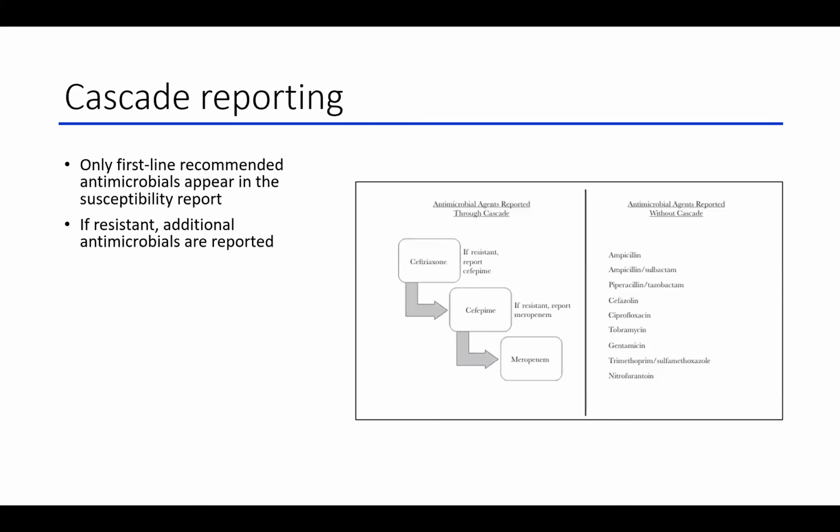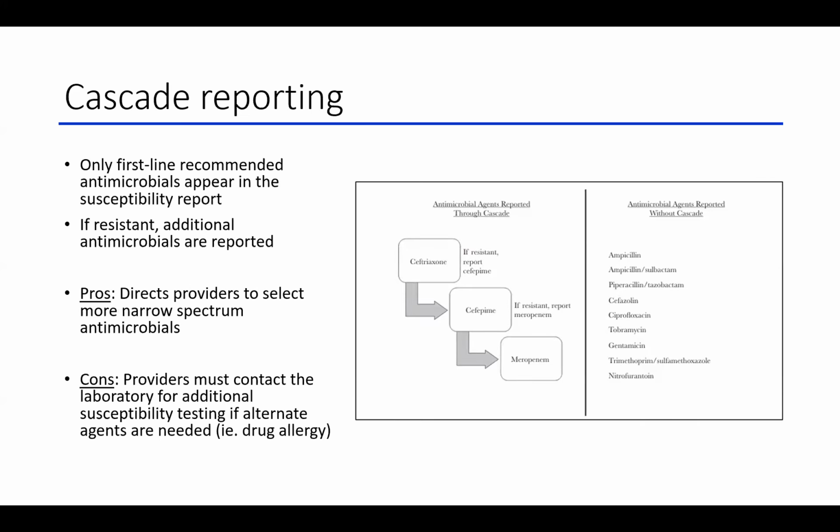So in this case here, you can see ceftriaxone would report on everyone. On your left-hand side is all the drugs if you were reporting without a cascade. On the right-hand side is ceftriaxone. Most people would only see that. But if it was resistant, then you get cefepime. And if that was resistant, you get meropenem. So kind of channeling providers to make the choice that you want them to make for antibiotic selection.